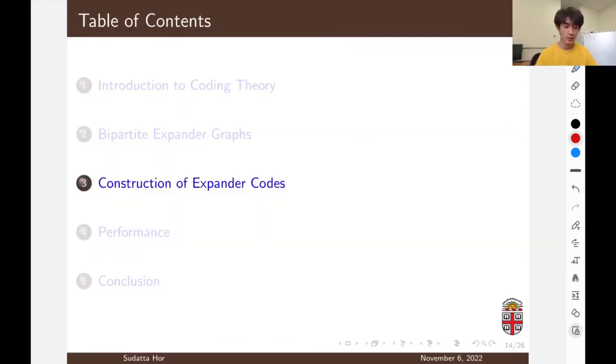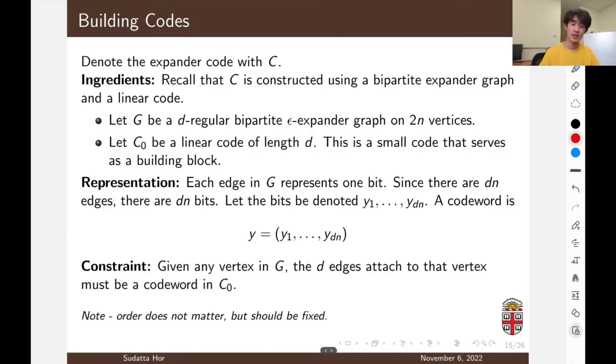All right, so now that we defined what a bipartite expander graph is, we can actually construct our expander codes. So formally, let's denote the expander code with C. And recall earlier we stated we use a bipartite expander graph and a linear code. So let G be the d-regular bipartite epsilon expander graph on 2n vertices, and let C naught be our linear code of length d. So we think of C naught as a small linear code of small constant d, and this is going to be our building block, and we're using a graph to basically expand C naught and scale it up to be efficient.